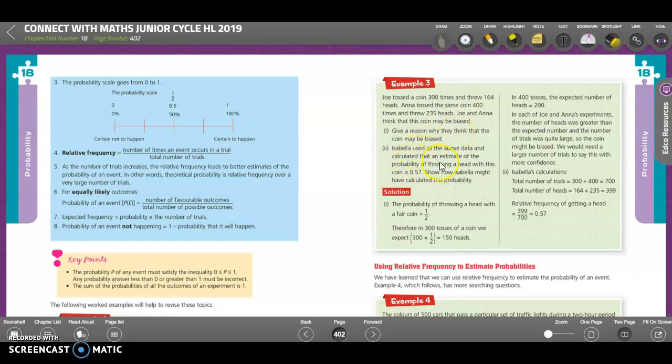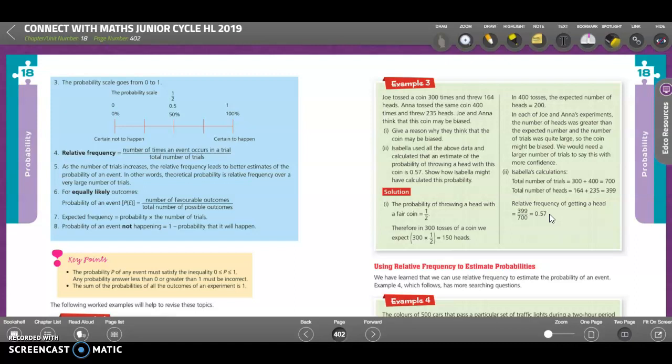She uses this to work out the probability of throwing a head with that coin. So what does she do? She adds up that between the two of them, they tossed a coin 700 times, and 235 plus 164, they got 399 heads. So 399/700 is 0.57. So the relative frequency of getting a head based on that experiment is 0.57.